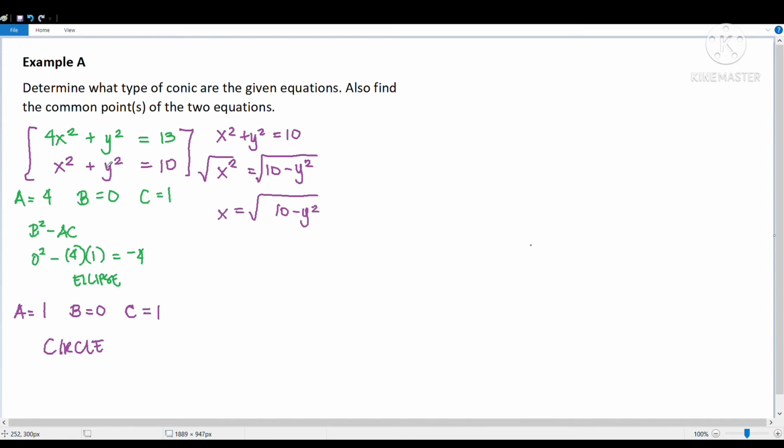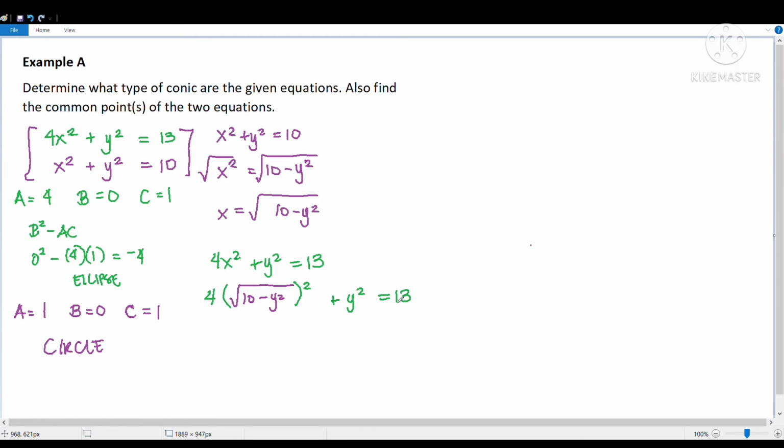So that is 4x squared plus y squared is equal to 13. Our equation 4x squared plus y squared is equal to 13 must have an x value of the square root of 10 minus y squared, meaning we have to substitute the value of x into our unused equation. Therefore, it will become 4 times the quantity square root of 10 minus y squared, and then we close this and raise it to the power of 2, plus y squared is equal to 13.